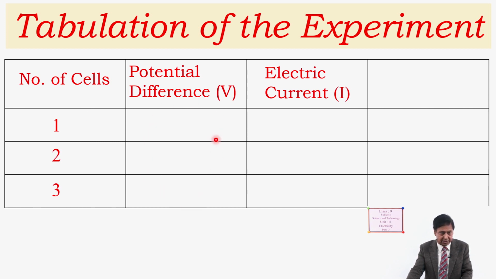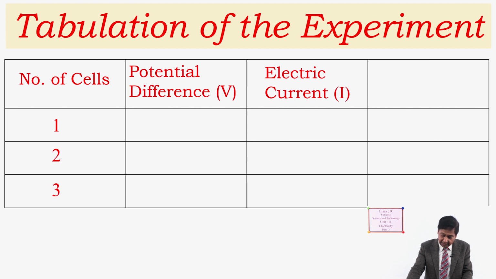If we note down all these values here, along with the value of current when one cell, two cells, and three cells are used, then what is found? When potential difference increases in the circuit, current is also found to increase. It means these two quantities are directly proportional to each other. When one increases, the other also increases. This was first declared by Ohm: potential difference is directly proportional to current.